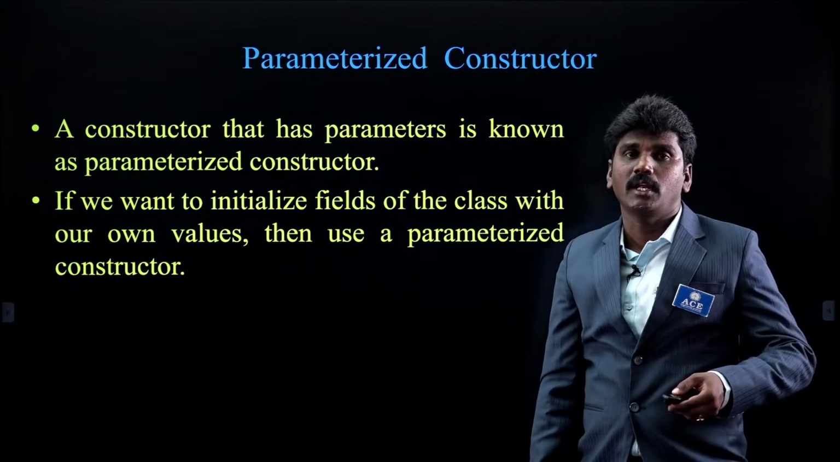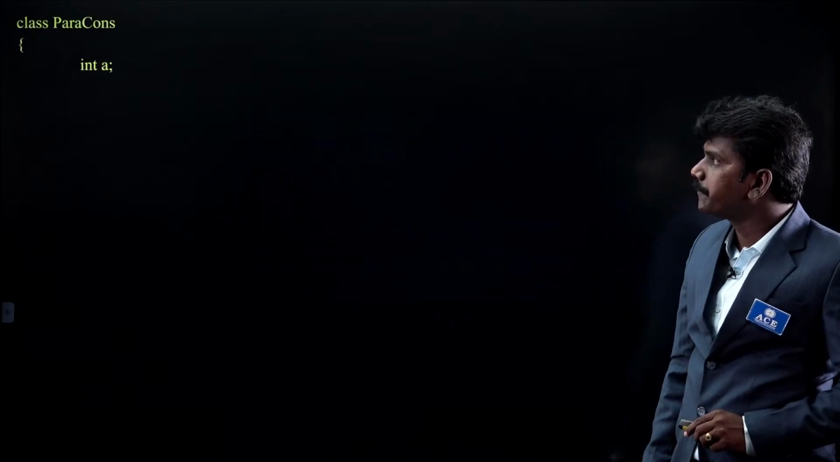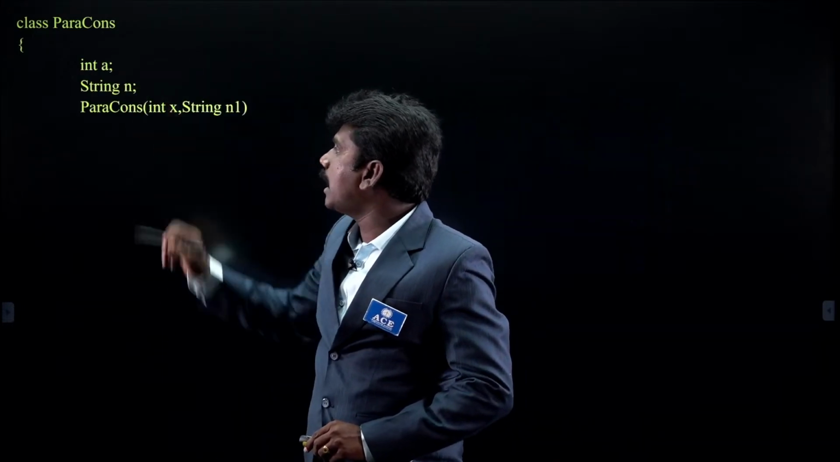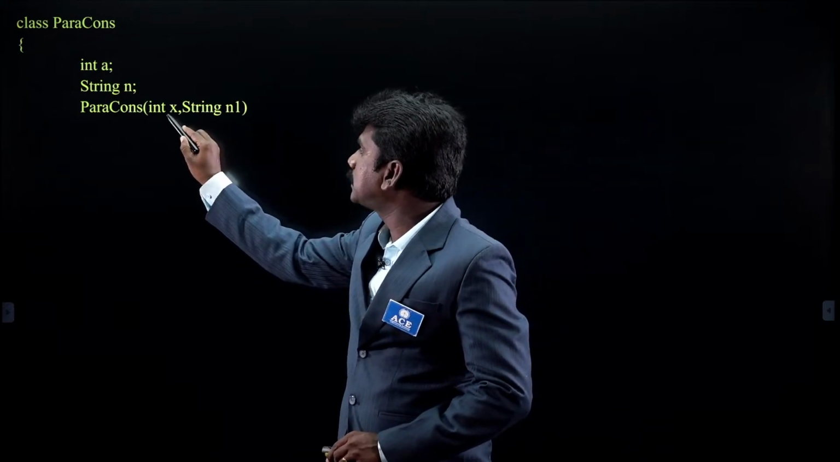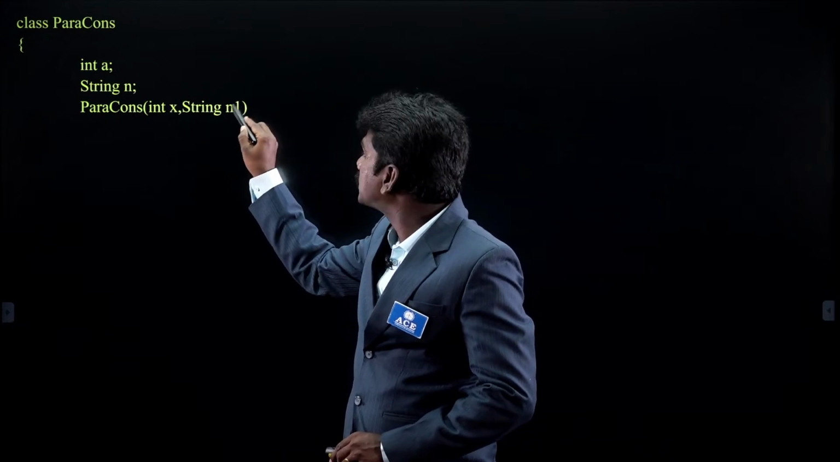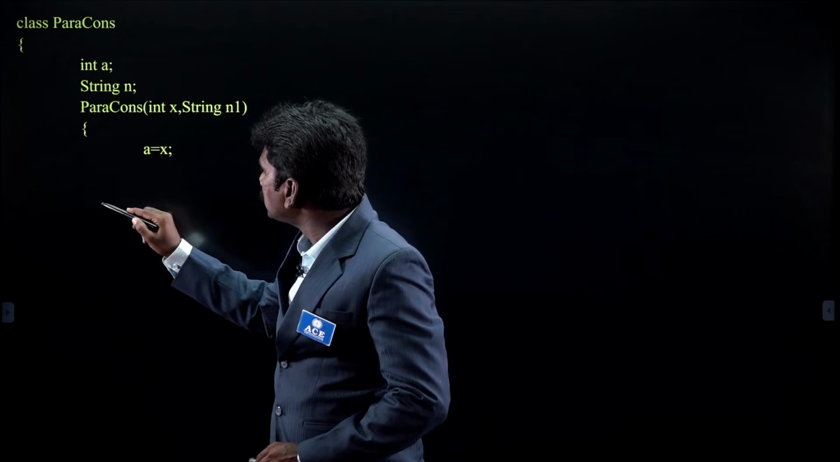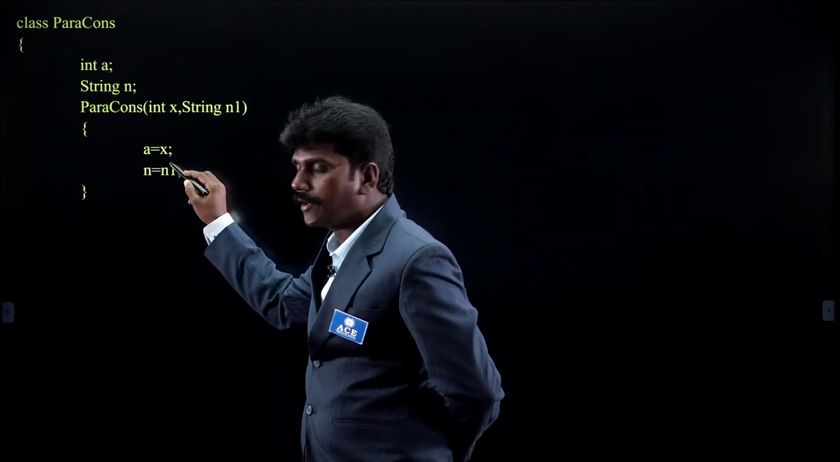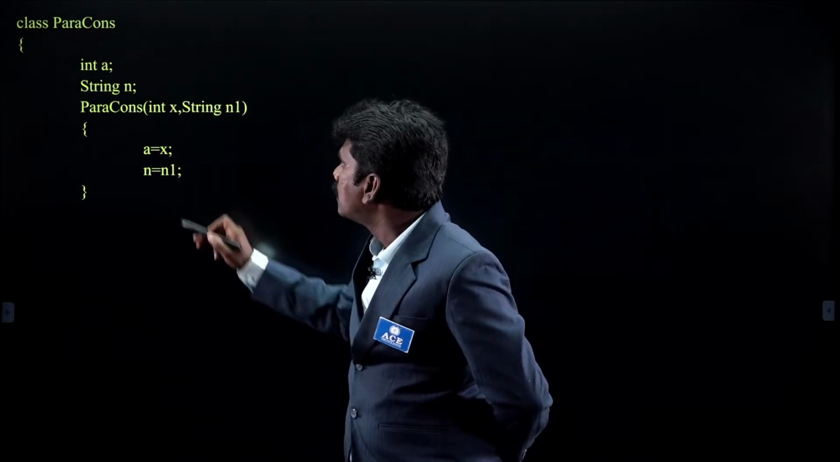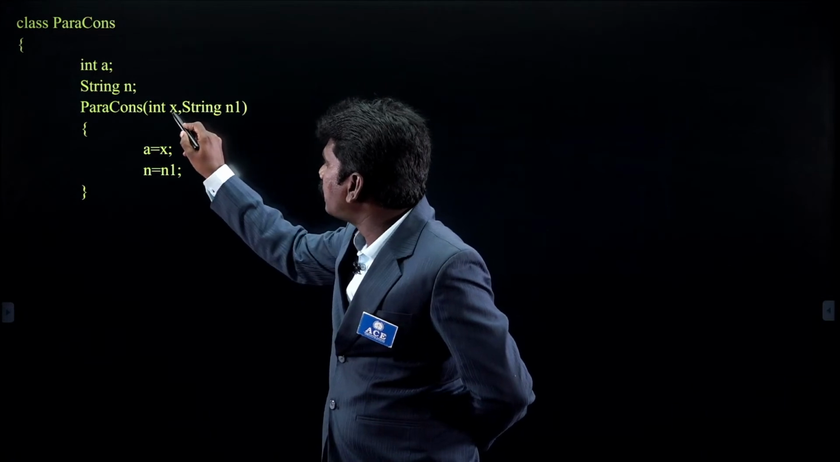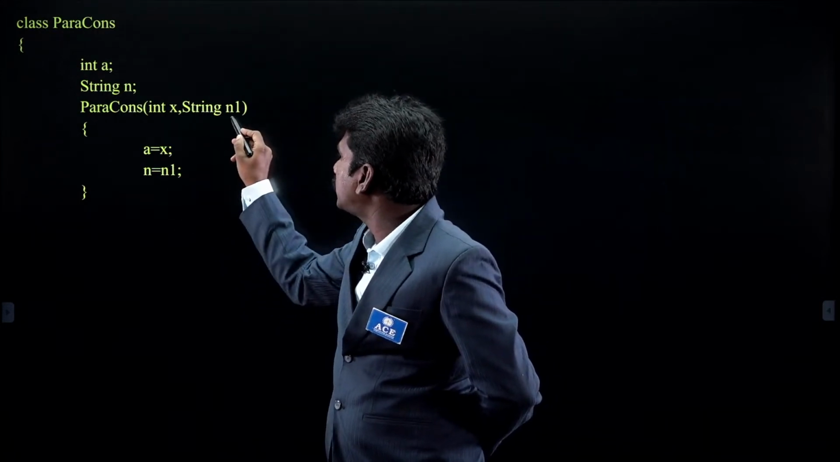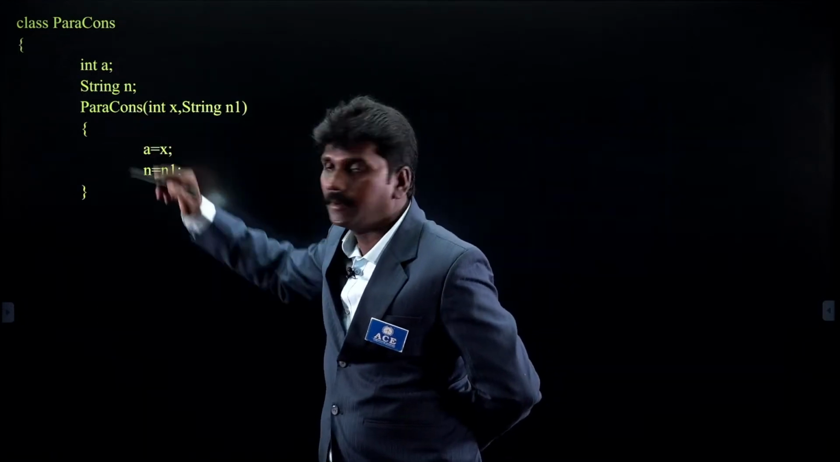Let us see one simple program on the parameterized constructor, how it will be. So here I have taken the class name is paracons and the instance variables are a and n. And here I have taken the constructor with two parameters. What are the two parameters here? x of integer type and n1 of string type. Inside this constructor, we are assigning the parameters to the instance variables. So a and n both are instance variables belonging to the object. So a is equal to x, whatever value the parameter x has, we are assigning that to a. And then n is equal to n1, whatever the n1 value is, that will be assigned to the instance variable n.